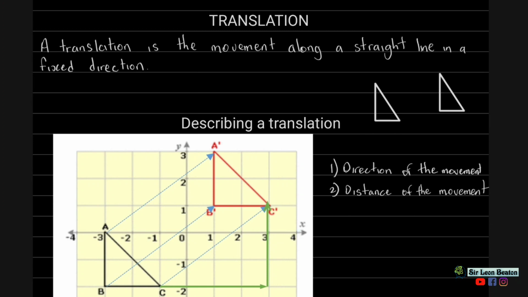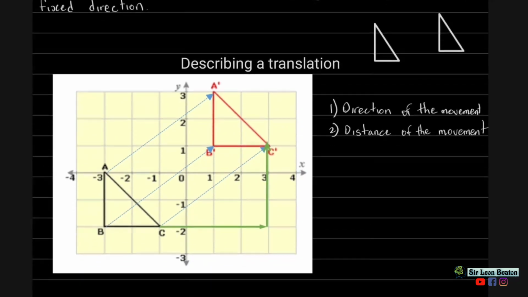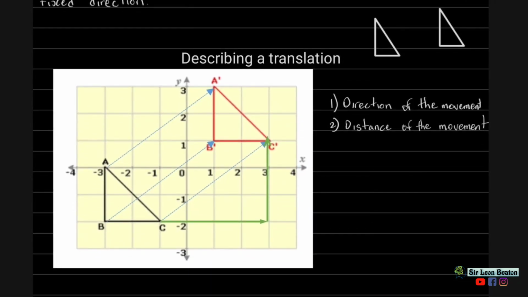There are two things that we use to describe the movement. Firstly, we describe it using the direction of the movement and also the distance that the object traveled. And this is done using a translation vector, and it's very simple. So in this example here, we have the object, which is this here, and we want to describe this movement from here to here.